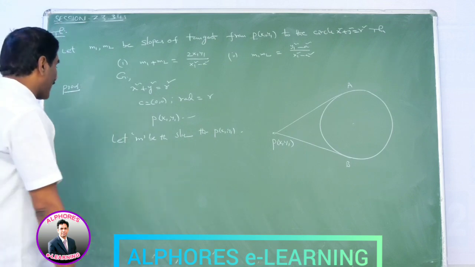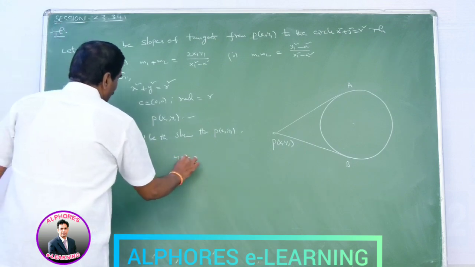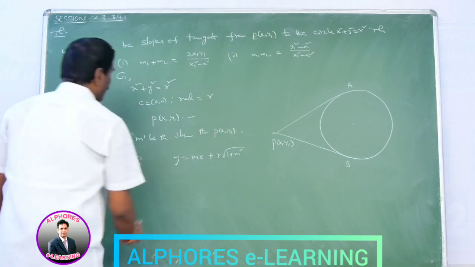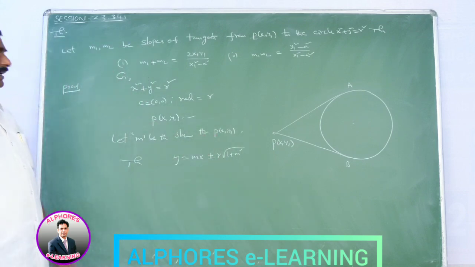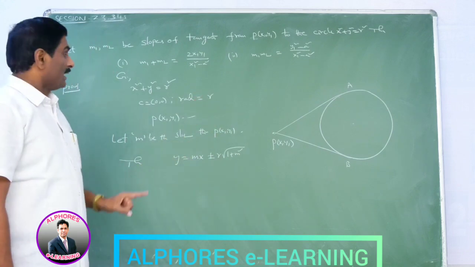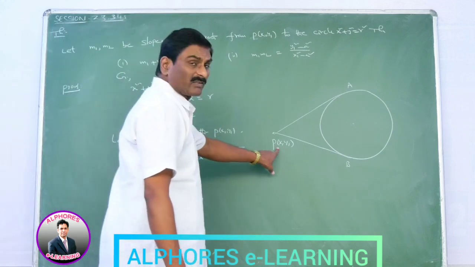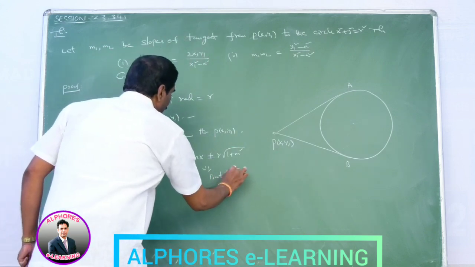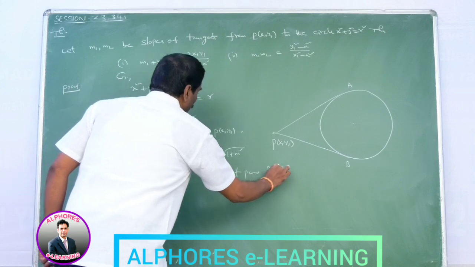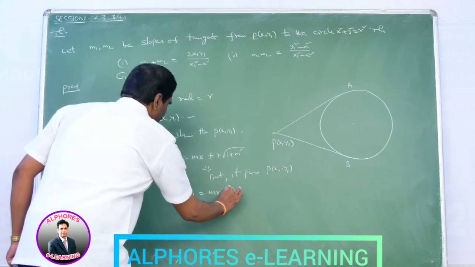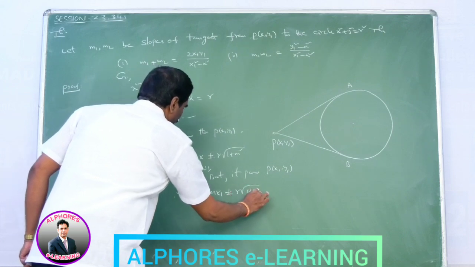y is equal to mx plus or minus r into root of 1 plus m square. It is the equation of the tangent. Then slope is given, then the equation of the tangent is y is equal to mx plus or minus r into root of 1 plus m square. But this tangent passes through P(x1, y1). Therefore, y1 is equal to mx1 plus or minus r into root of 1 plus m square. Okay.